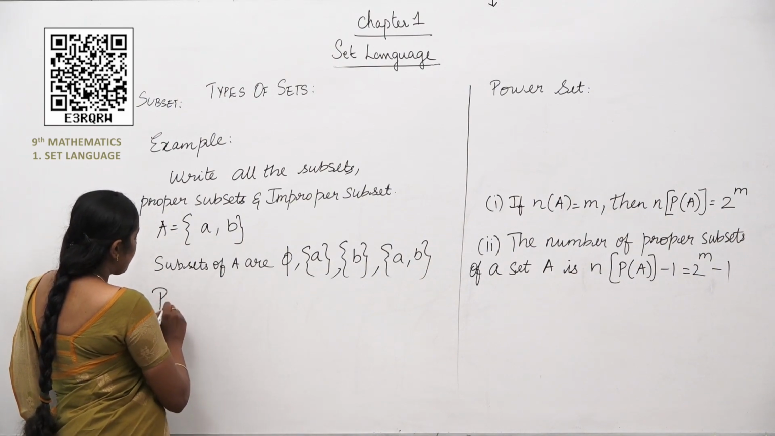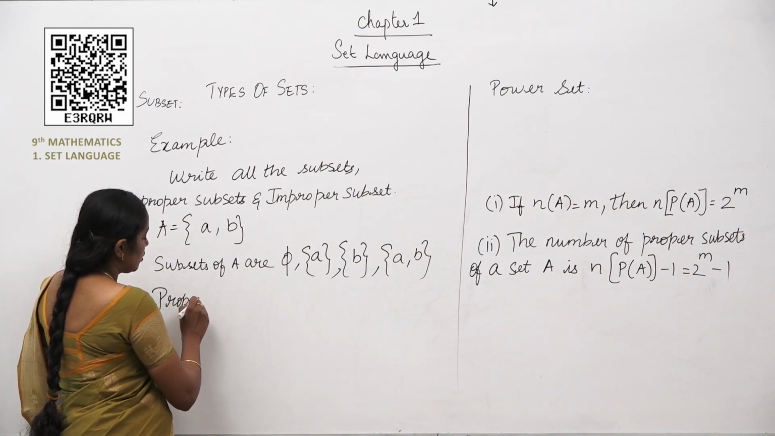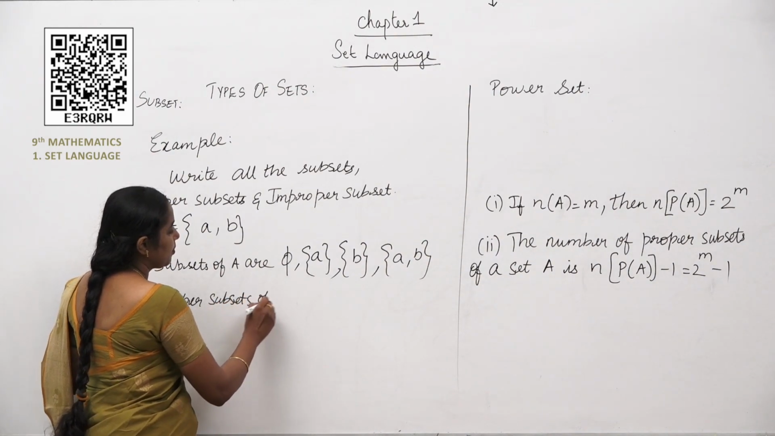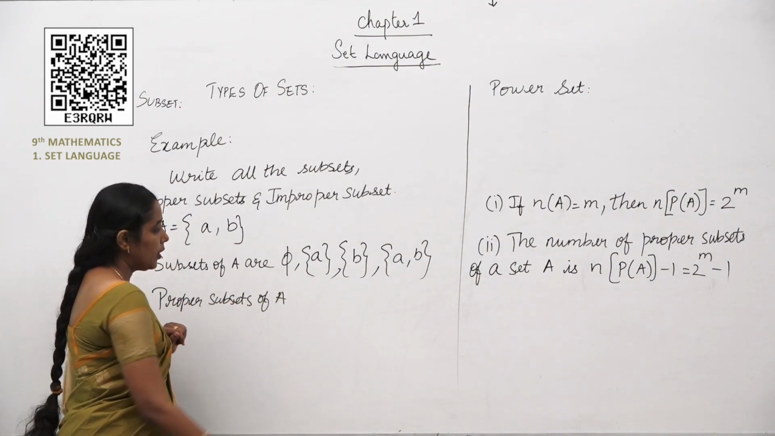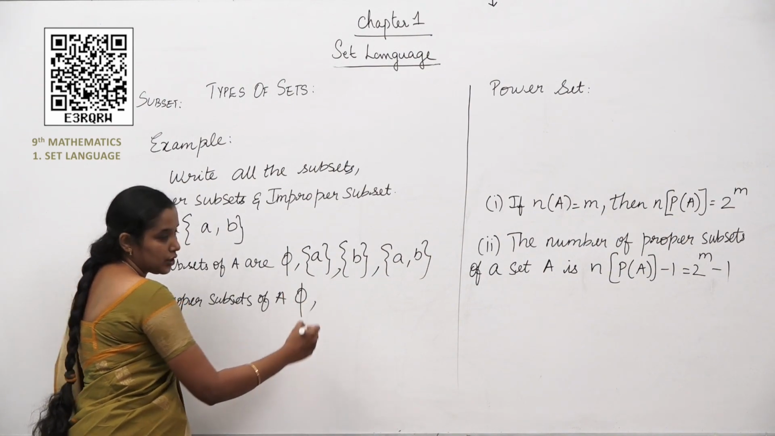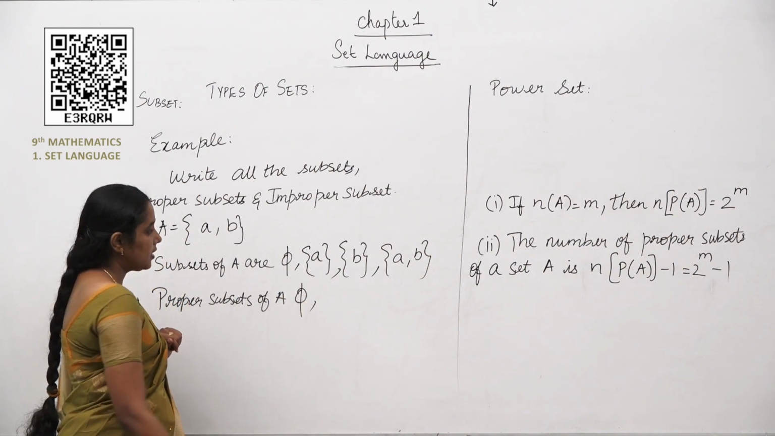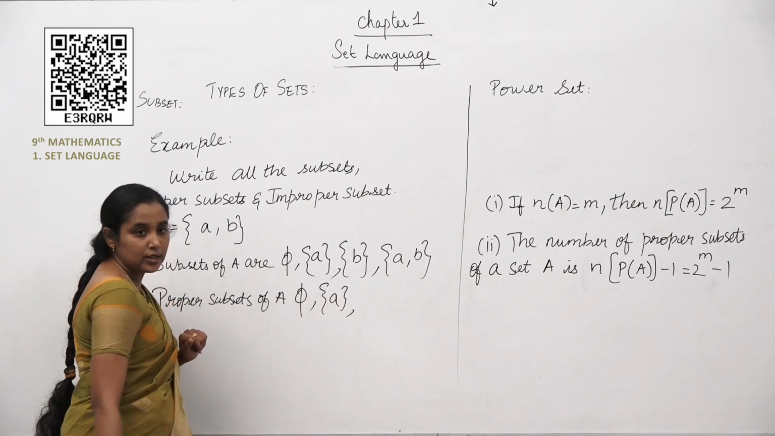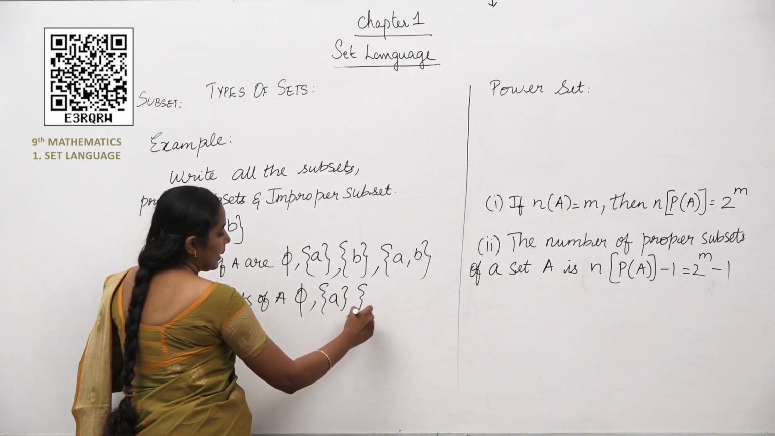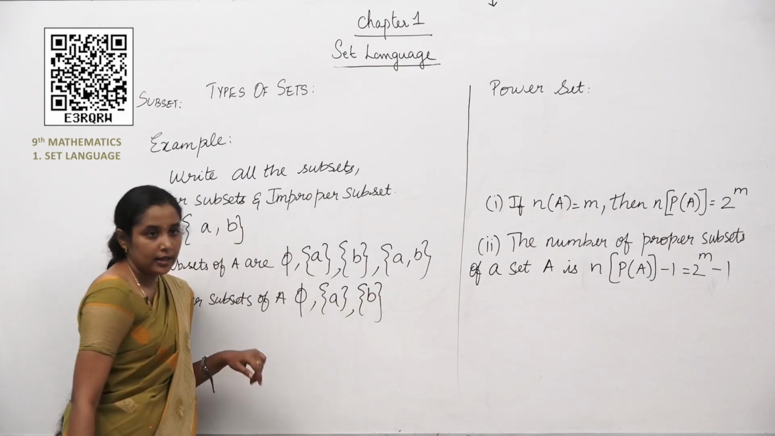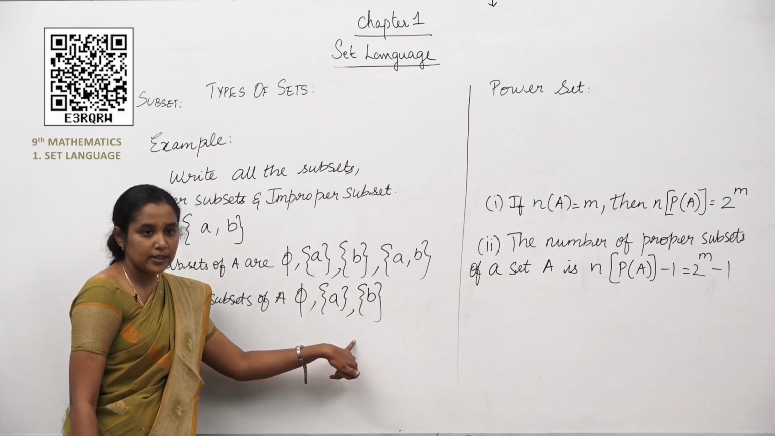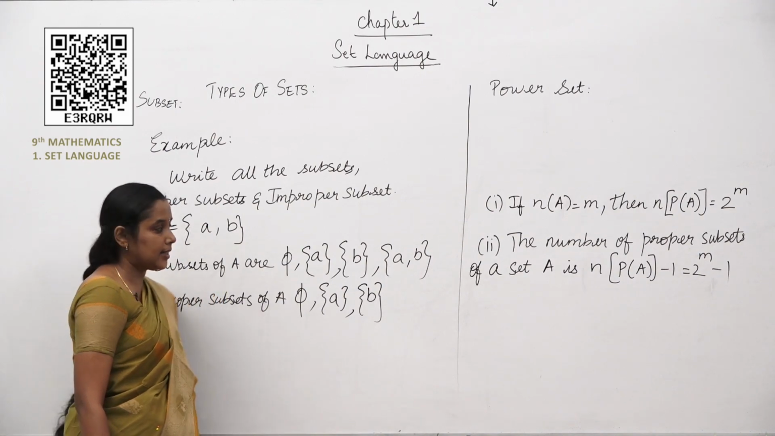Next, proper subsets of A. What are the proper subsets of A? First you will write the empty set, next {a}, and then {b}. So the empty set, then set {a}, and next set {b}.